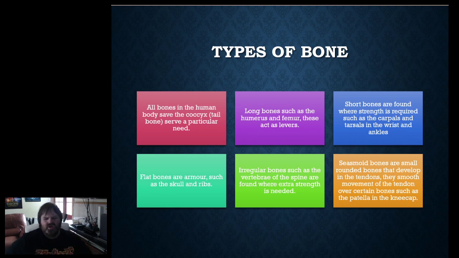Now, just on the thing of types of bones, well, all of the bones in the human body except the coccyx serve a particular need. And even the coccyx has uses. It's primarily where your pelvic floor muscles at the base of your spine are often hooked onto. The long bones, such as the humerus and the femur, act as levers.